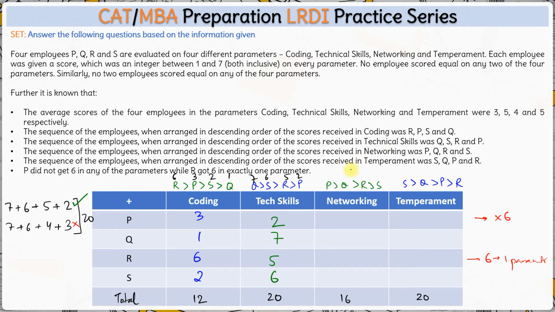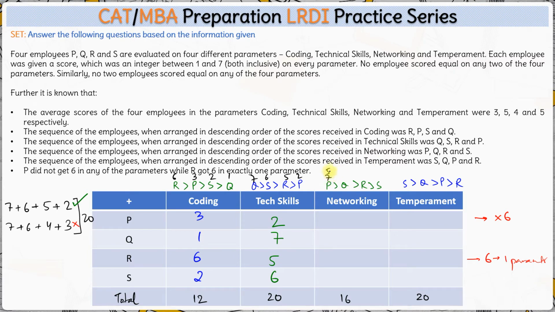Now, next is networking. In networking, we know P gets the highest, but P cannot get a score of 6. So P will either get a score of 7, 5 or 4. If P gets 4, the other 3 will have to get 3, 2 and 1. So the sum comes out to be 4, 3, 2, 1, which is 10. But the sum should be 16. So 4, 3, 2, 1 is not possible.